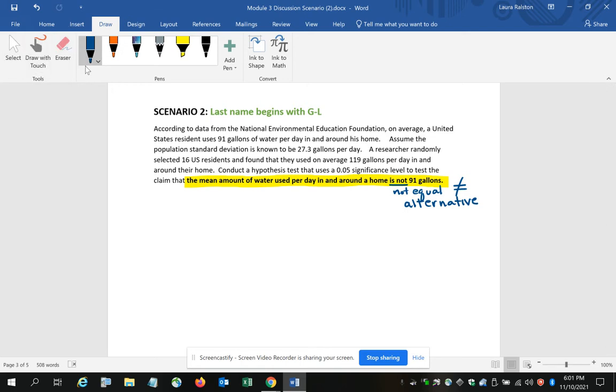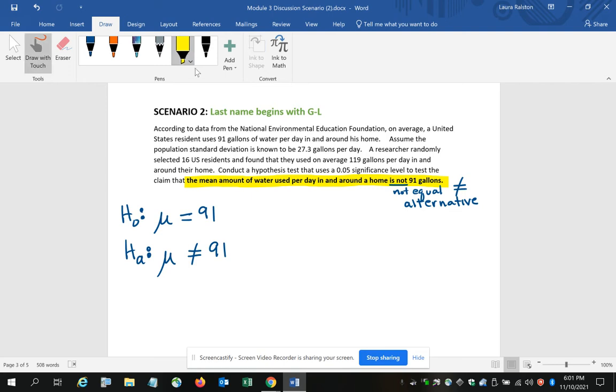So my first step, as is the case in any hypothesis test, is to state the hypotheses. And again, the one that I'm given is the alternative. So I'm going to translate the words to symbols. The mean is not 91 gallons. Knowing that the null is the exact opposite and must contain equal, the null would be the mean equals 91.